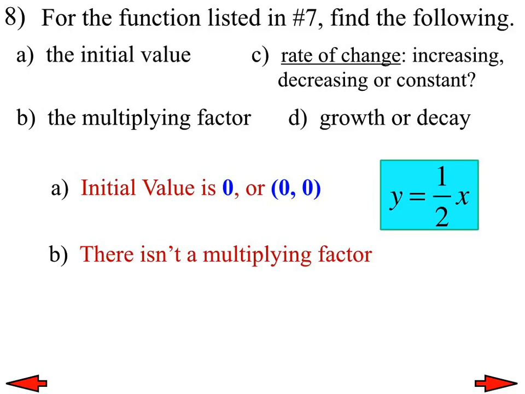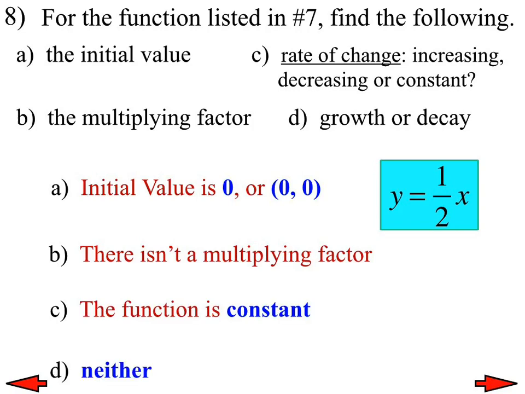As far as the rate of change goes, and this links up to what we talked about yesterday, is it increasing, decreasing, or constant? It's constant. That's the difference between linear and exponential. Exponential is either increasing or decreasing, but linear always has a constant rate of change. And it has neither growth nor decay because the rate of change is constant.